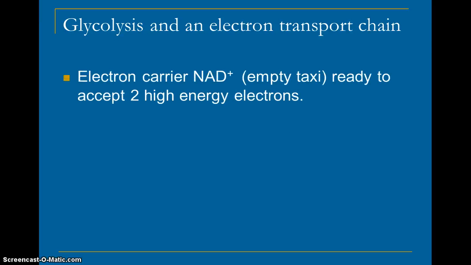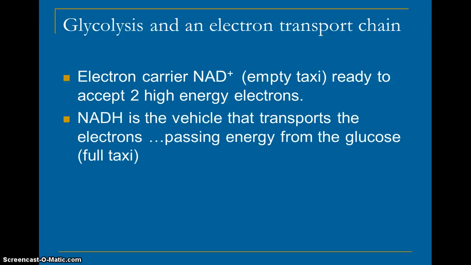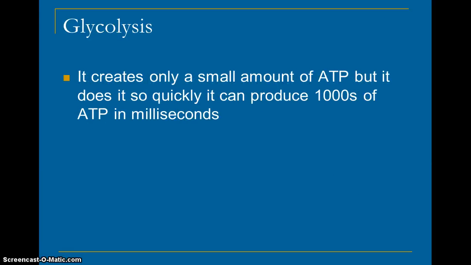Then glycolysis moves electrons to the electron carrier. Okay, the electron carrier is NAD+, which is like an empty taxi. It's ready for electrons to be in it. NADH is a vehicle that transports electrons, passing energy from the glucose, which is like a full taxi. So NADH is going to carry this electron to the electron transport chain to make more ATP. Glycolysis only creates a small amount of ATP, but it does it so quickly that it can produce 1,000 of ATP in a millisecond.